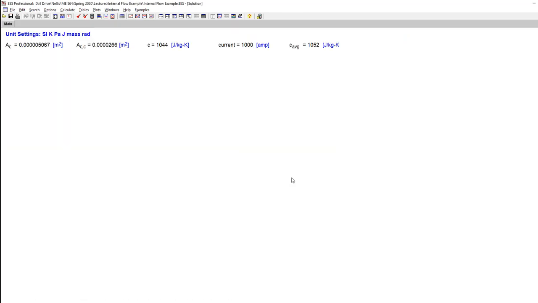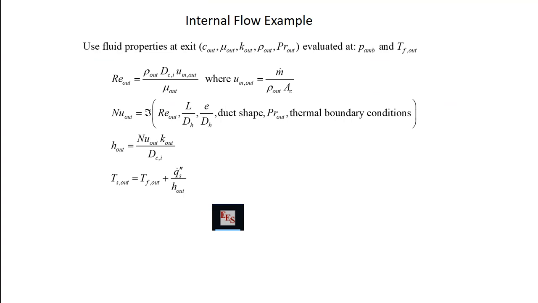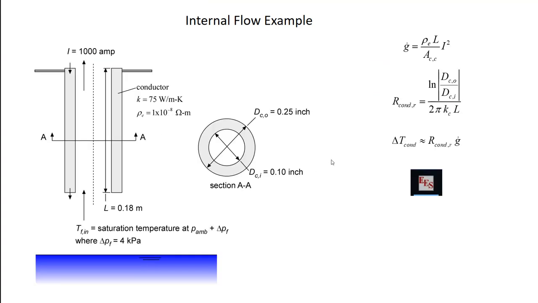So at the outlet, the fluid temperature is 195.8 Kelvin. The surface temperature, though, is quite a bit hotter than that, right? It's 314.4 Kelvin. So, you know, somewhat hotter than the fluid. Still not hot enough that I think it's in danger of melting, right, if it's any reasonable material. So that's good news. The last thing I probably want to think about, though, is the hottest spot actually.